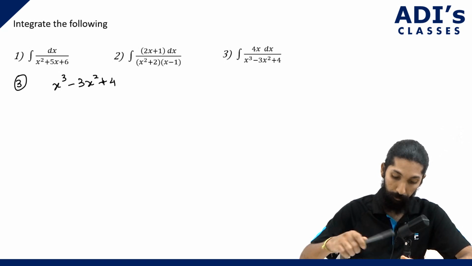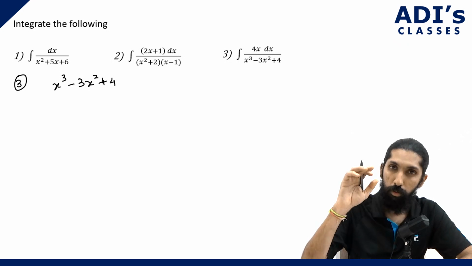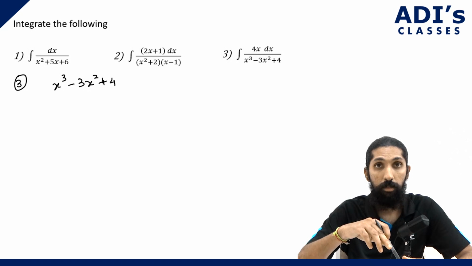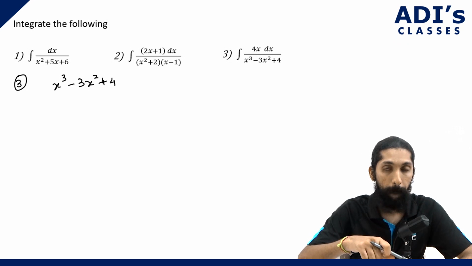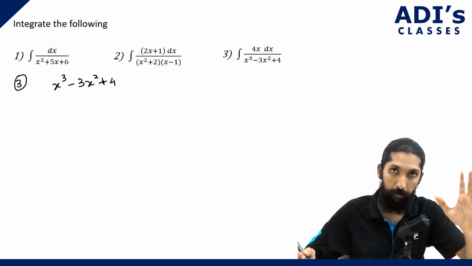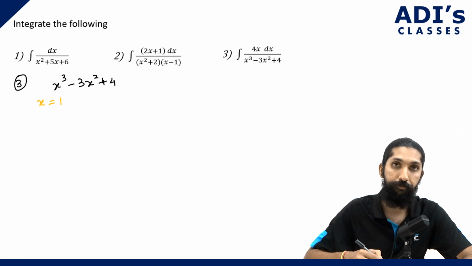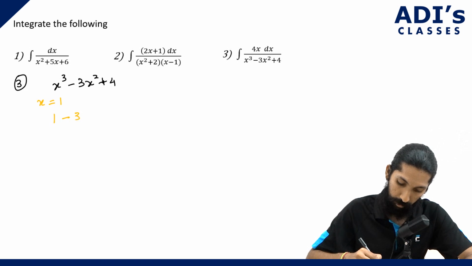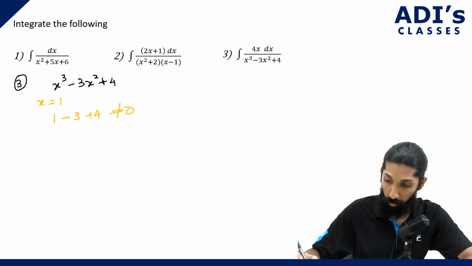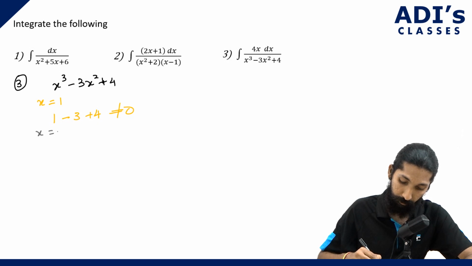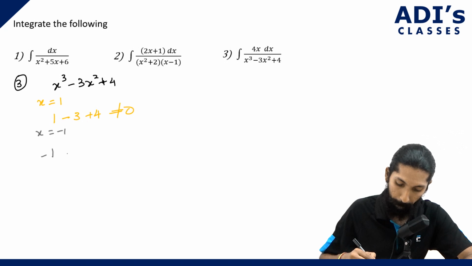Correct? So what we'll do? Cubic polynomial. You don't know, like directly there is no method as such. So what do we do? We do trial and error method. Very clearly 0 is not possible. So eliminate that. Let's start with 1. Suppose if x is 1, then you will get 1 minus 3 plus 4. So this is not 0. What if we take x as minus 1? Just in case, minus 1. Then you are going to have minus 1 whole cube is minus 1, minus 3 plus 4.